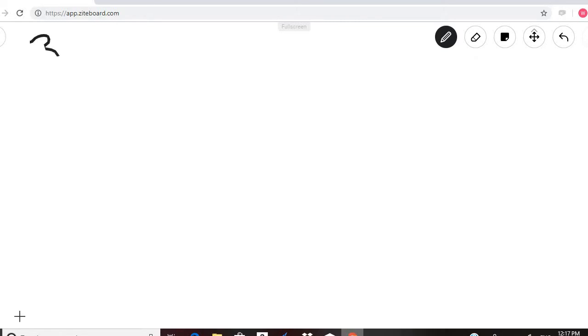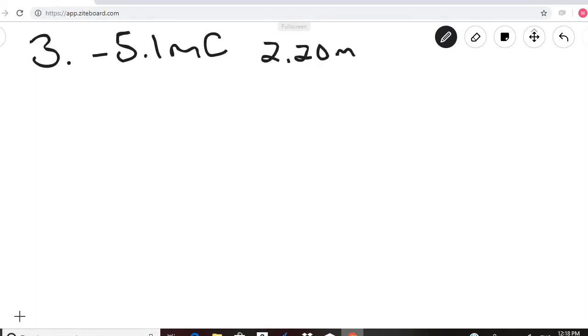Okay, number 3 tells us that we have a negative 5.1 millicoulomb charge. And it is placed 2.20 meters from a fixed charge. And the fixed charge is a positive 5.8 millicoulombs. So this is the fixed charge. This is the one that is free to move.